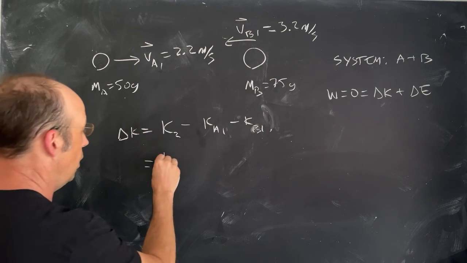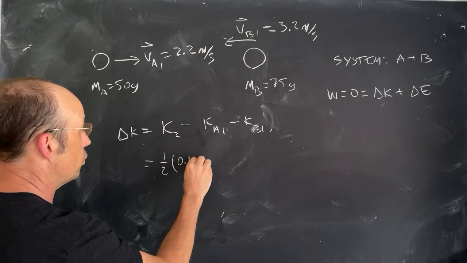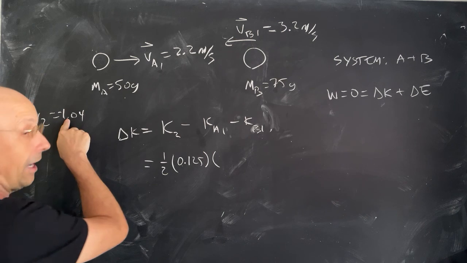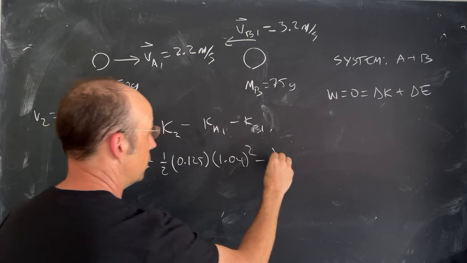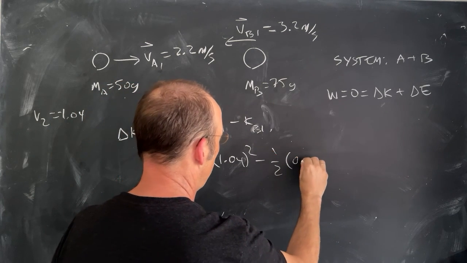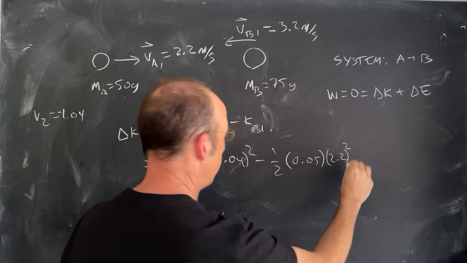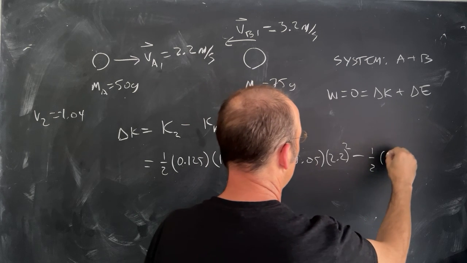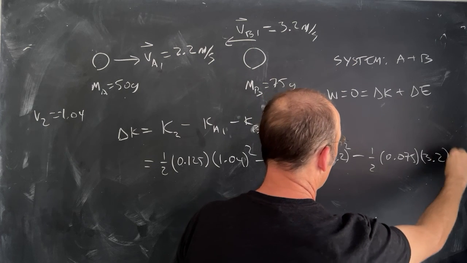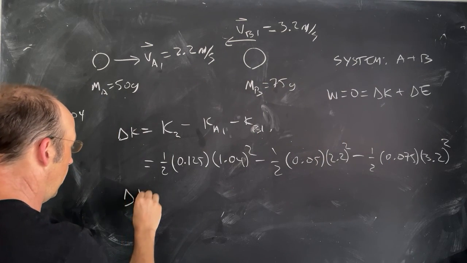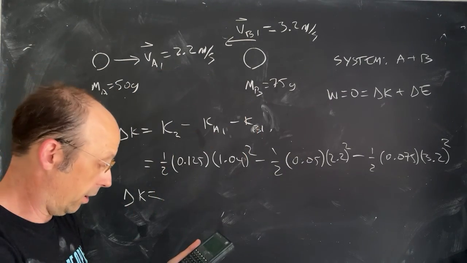So let's put in our values. 1/2 times the total mass, 125 grams, or 0.125 kilograms, times the velocity squared. I don't even need to worry about the negative sign, because I'm squaring it. 1.04 squared, minus 1/2 mass A, which is 0.05 kilograms, times its velocity of 2.2 meters per second squared, minus 1/2 times 0.075 times its velocity of 3.2 squared. Now let's put it in the calculator.